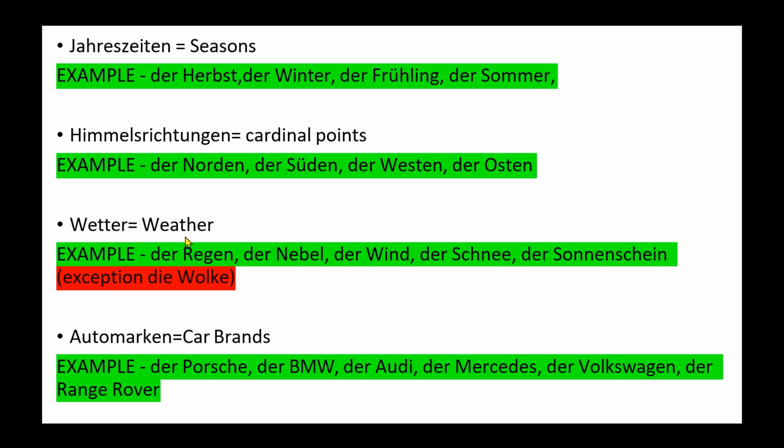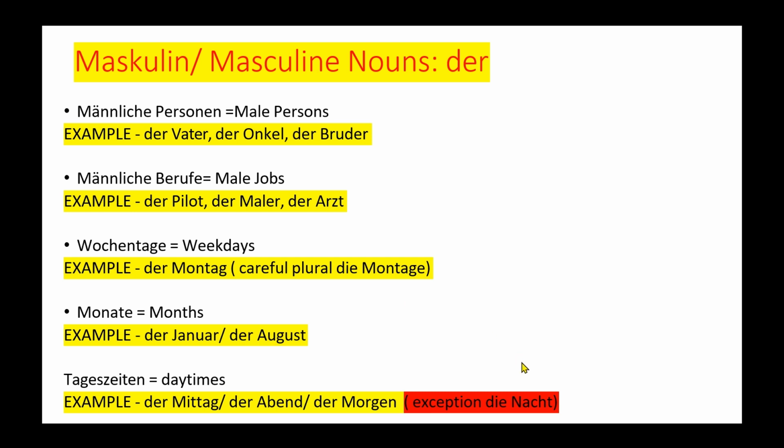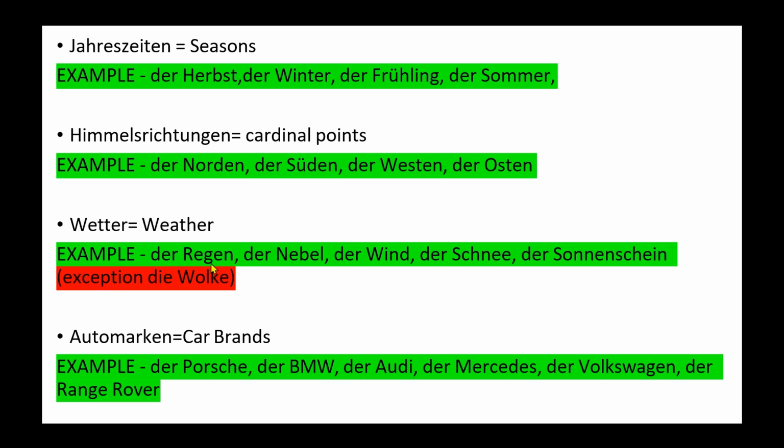And then Wetter. Wetter means weather. Example, der Regen means rain, der Nebel, der Wind, der Schein, der Sonnenschein. Exception, die Wolke, which means cloud, cloudy weather. So you have to keep in mind the exceptions also, but most of the time these things only have their article. Like previously, the exception was die Nacht in the Tageszeiten. But here, the exception is die Wolke in the weather.